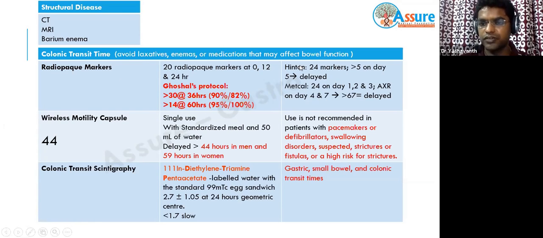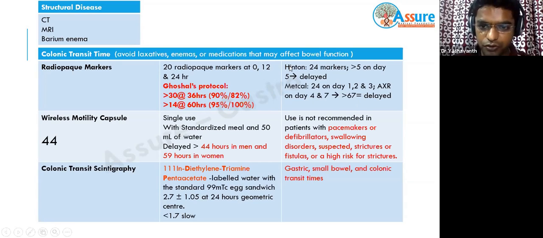Hinton, where you give 24 markers, and if there are more than 5 markers on day 5, it's abnormal, which says slow transit. In the Metcalfe, you give 24 markers on day 1, 2, 3. You give orally. Actually, these are radio opaque, inert things which won't be absorbed, usually in capsule form. So you give on day 1, 2, 3, and you take X-ray at particular time intervals. In this Metcalfe protocol, on day 4 and 7, you take abdominal X-ray. If more than 67 are still within, it is delayed.